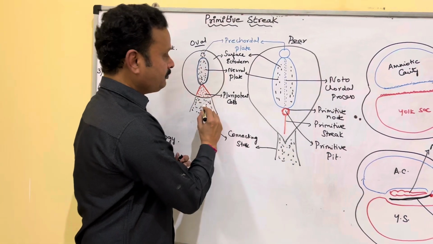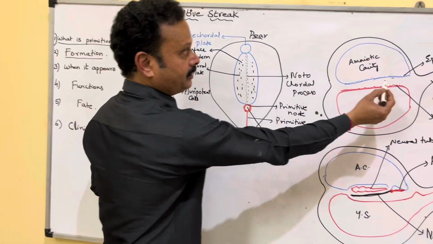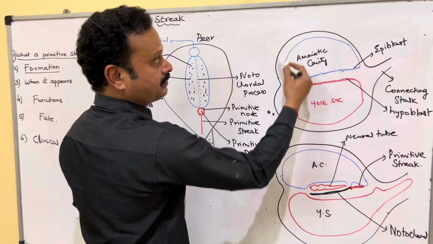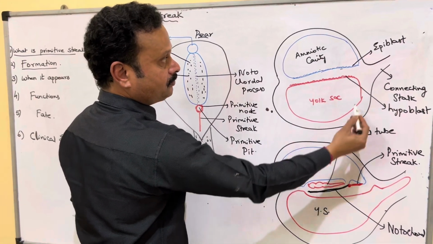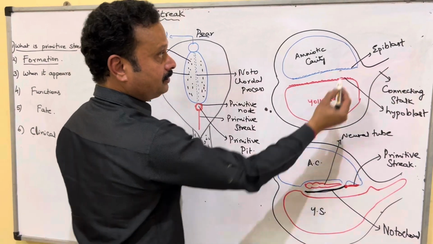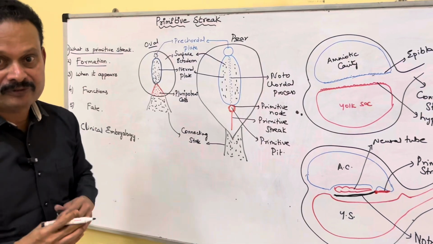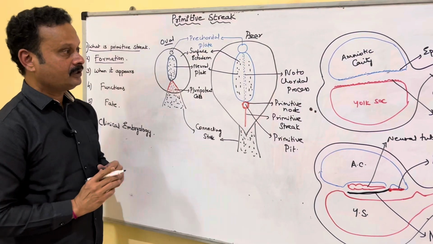These pluripotent cells, that means, here in this region, this is the epiblast, this is the hypoblast, this is the amniotic cavity, this one is the yolk sac, and this is the connecting stalk. So these cells here are pluripotent in nature in the caudal part of the germ disc, that is this one.